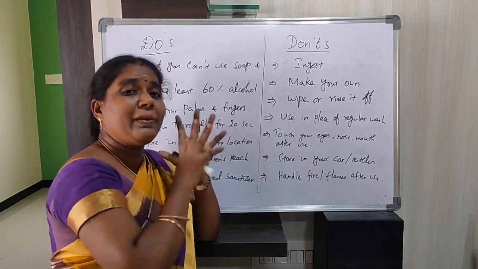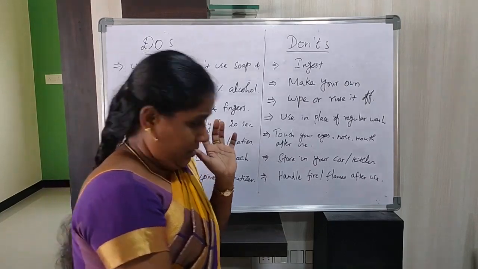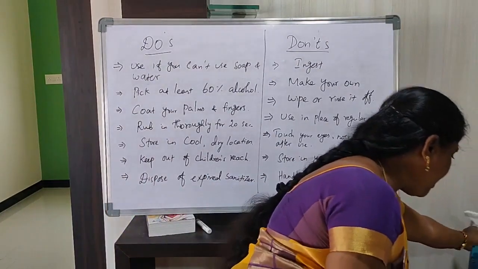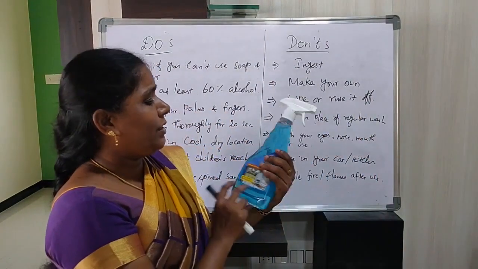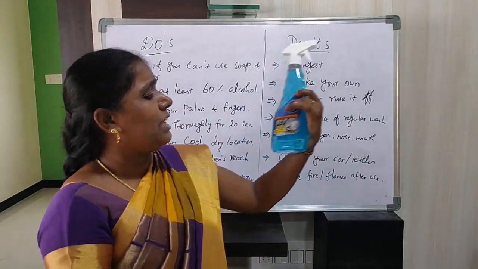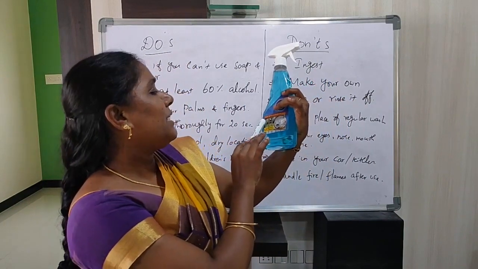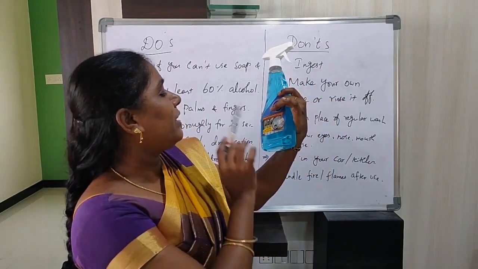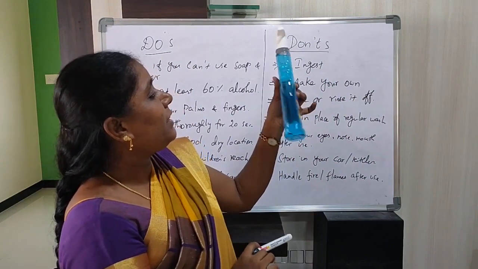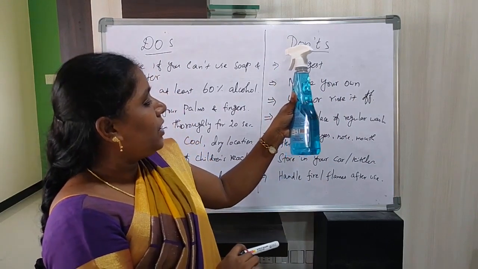And in which places will we use a cleaner? For example, I will show you. See, this is one cleaner. What is written here? It is a glass and household cleaner. What is written on this? It will clean germs.